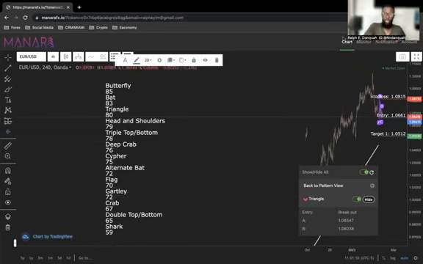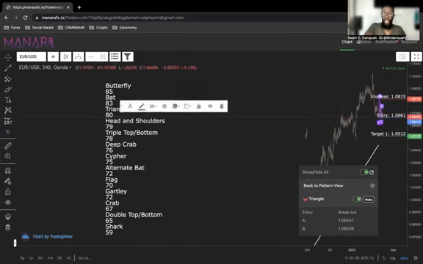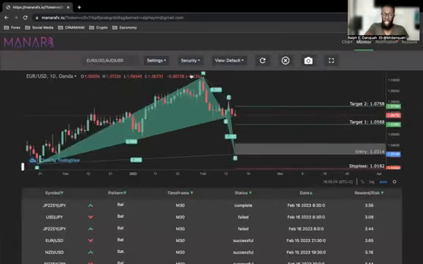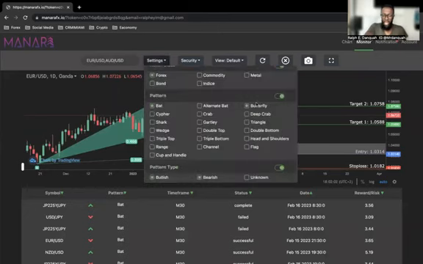Now, for me, for example, I don't trade that much, so I have 2 patterns that I choose personally. And those patterns are bat and butterfly, 85% win rate and 83% win rate. Okay, so those are the 2 that I've set for myself.